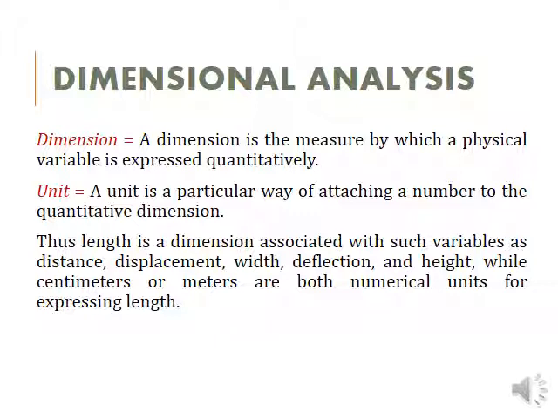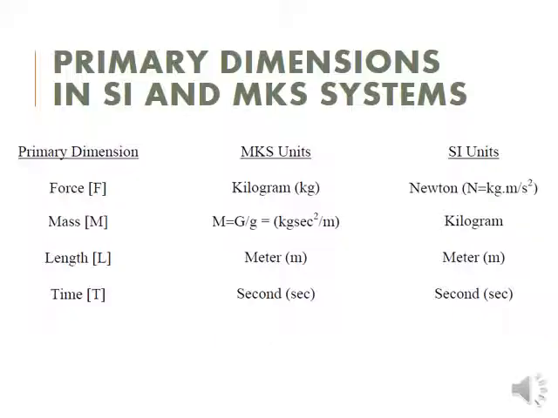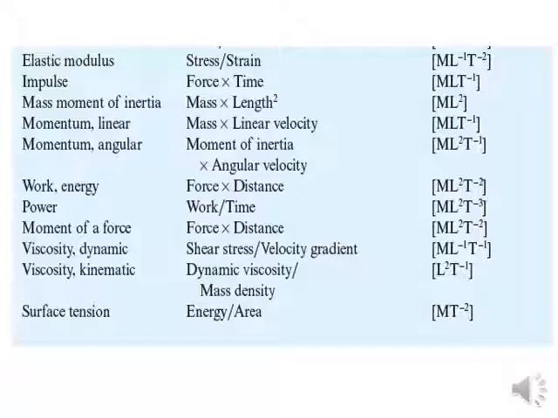So length is a dimension that is associated with such variables as distance, displacement, width, deflection, and height, while centimeters or meters are both numerical units for expressing lengths. That you must know. These primary dimensions are with you: force, mass, length, and time. Then if any formula is a combination of these primary dimensions, these are secondary dimensions, starting from area till, in the next slide, surface tension. For both, you need to derive these secondary dimensions from the primary dimensions on one page, one by one, and then submit it by the end of the mid semester. Keep all your assignments with you, and submit them at the end of your mid.